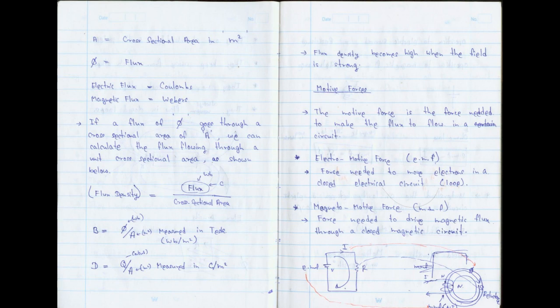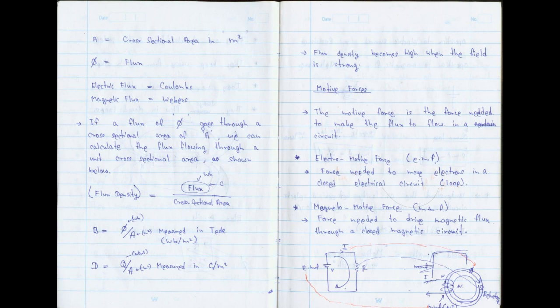Electromotive force is electric current driving through a loop. Magnetomotive force is magnetic flux driving through a loop. And there is opposition for the electric current, which is resistance. There is opposition for the magnetic flux, which is reluctance. So that's all. It's not a big deal.